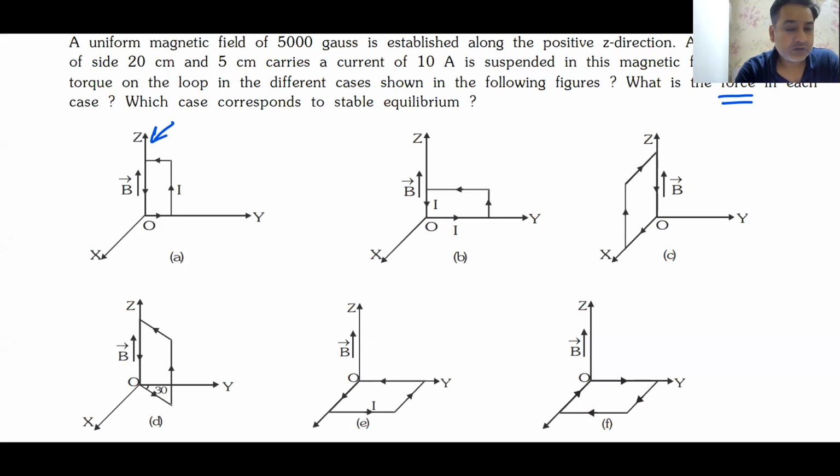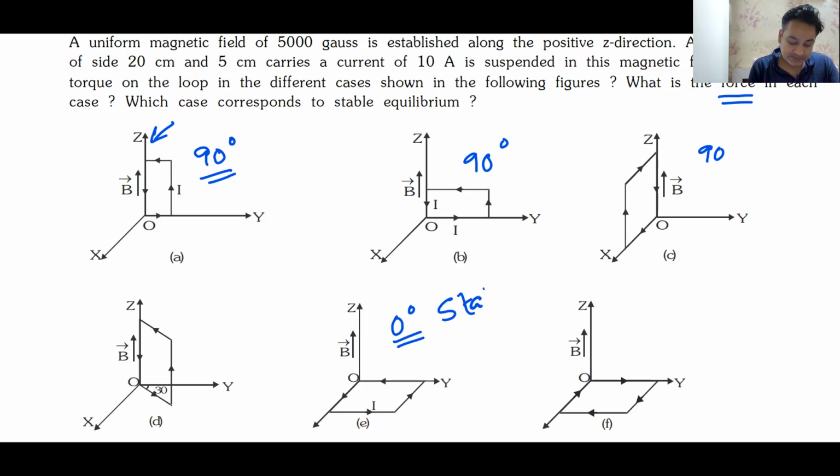So, how do you go about this? What will be the torque in this case? What is the angle here? The angle here is 90 degrees, yes or no? So torque is NIAB. The angle here is also 90 degrees, so torque is NIAB. The angle in this case is also 90 degrees, so torque is NIAB. Yes or no? In this case the angle is 0 degrees, yes or no? So this is the condition of stable equilibrium.